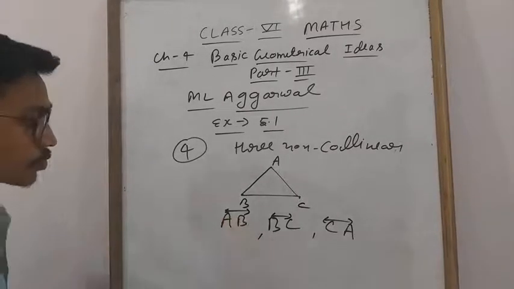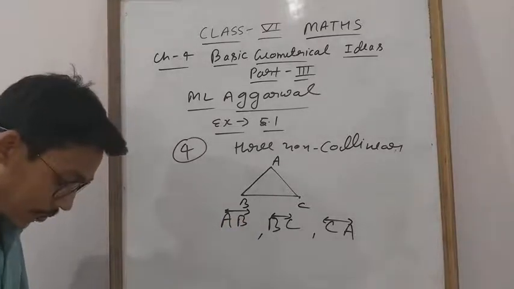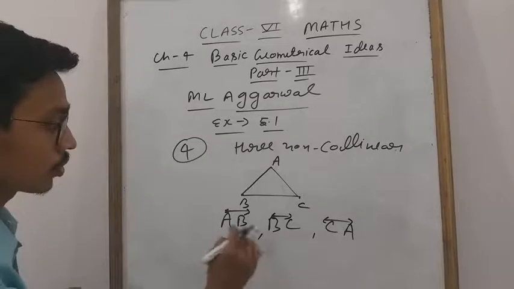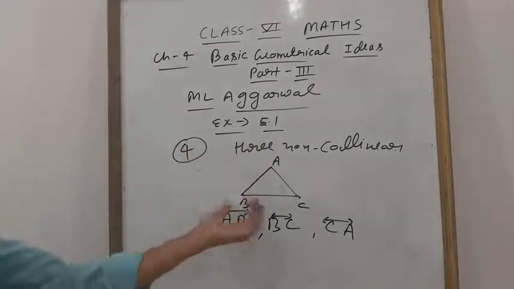So I mark AB, BC and CA as lines, because in your book it is given: how many such different lines can we draw? So you can draw 3 lines. Clear, everyone? So this is question number 4, on 3 non-collinear points.